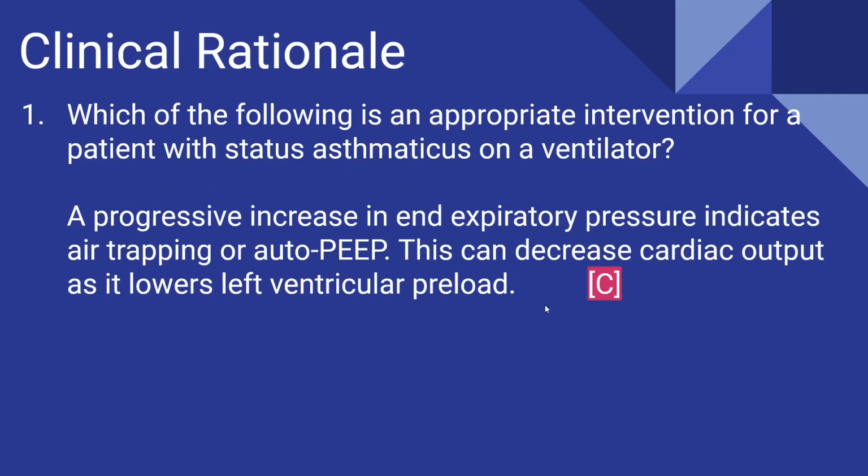So the thing we're thinking about with the status asthmaticus patient is that because those upper airways are becoming constricted and blocked, when we give a breath, especially if they're on a ventilator, that air starts to become trapped if we're not resolving that airway constriction. So what's going to happen is pressure will start to slowly increase. And I'll show you an image of what that looks like on some of these ventilators.